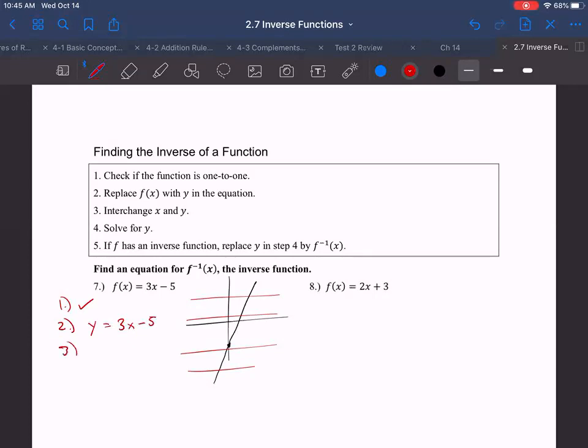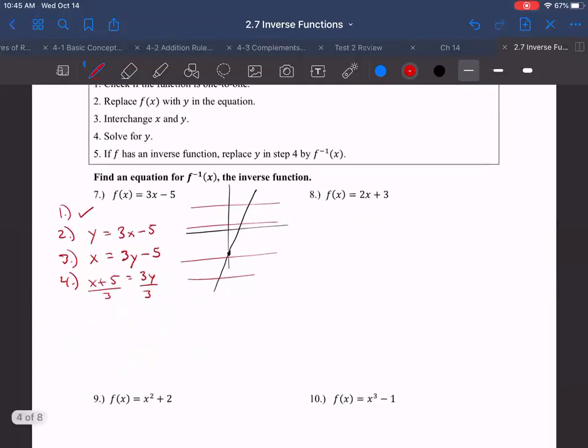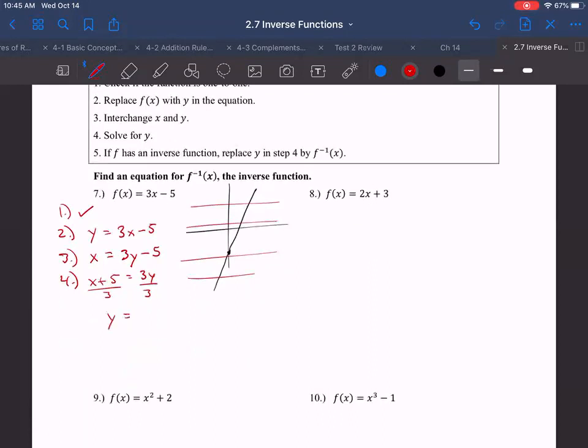Step 3 says swap all the x's and y's. So I'm going to write this as x equals 3y minus 5. I just swapped the x's and y's. Everywhere there was a y, I made it an x. Everywhere there's an x, you make it a y. And then we have to solve for y. So I add 5 to both sides and then divide both sides by 3. That gives me y equals (x plus 5) over 3.